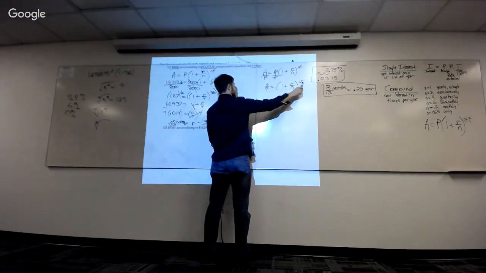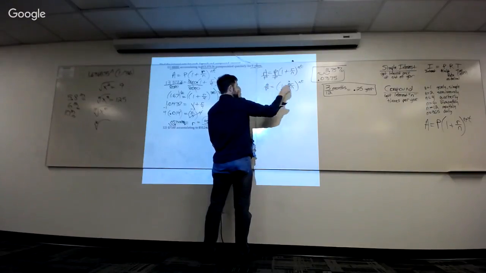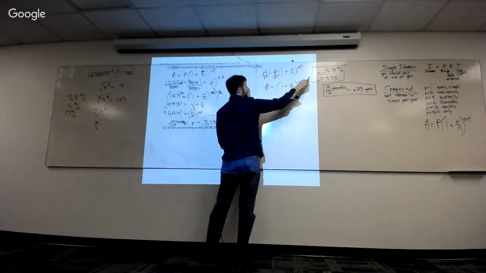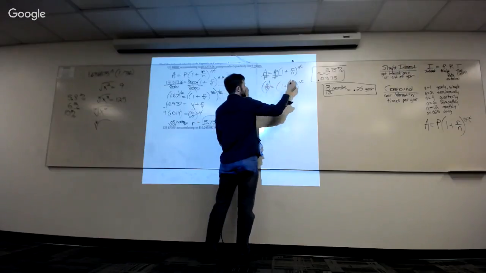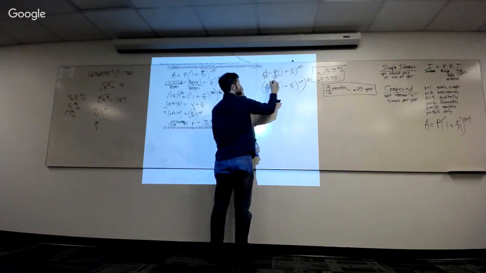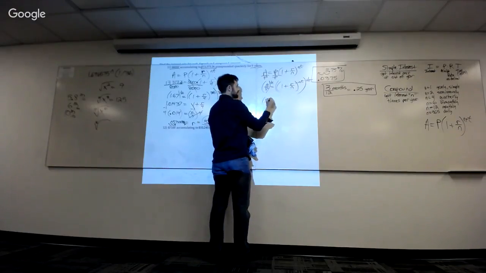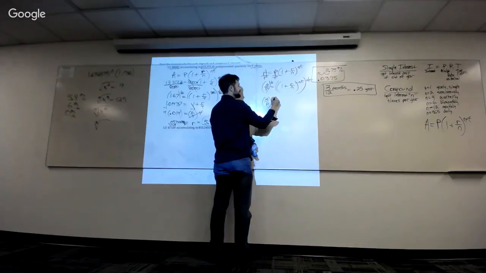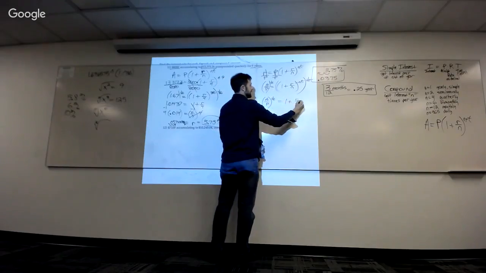We're going to take the nt-th root. But remember, we actually raise it to the power of 1 over nt. So we're going to raise both sides to the power of 1 over nt, and that cancels out. What do we have now? We have A over P to the power of 1 over nt equals 1 plus r over n.